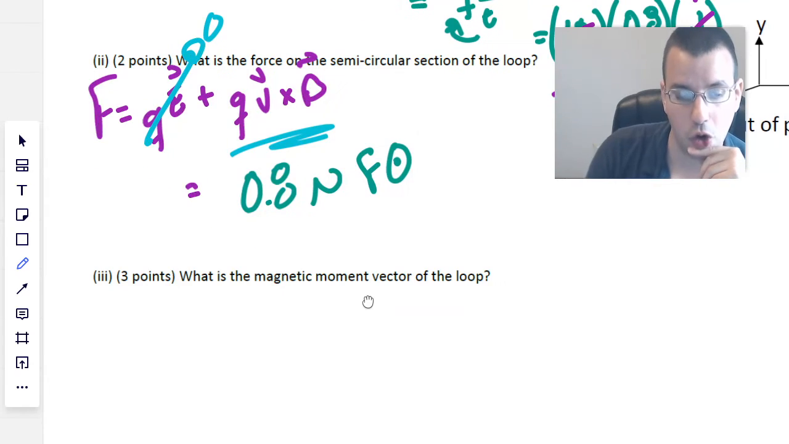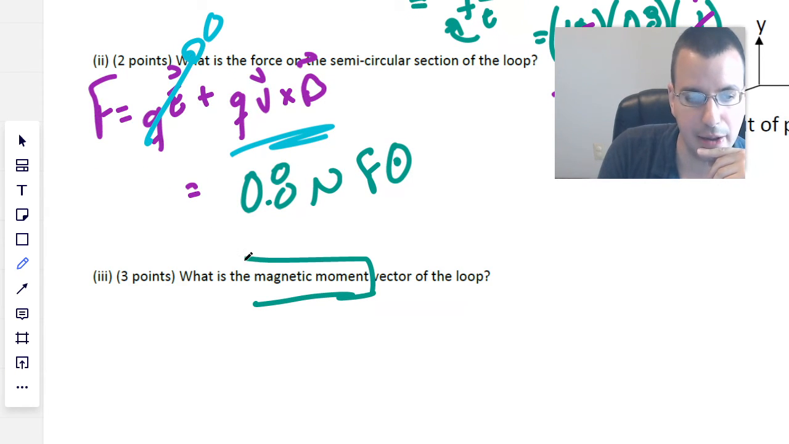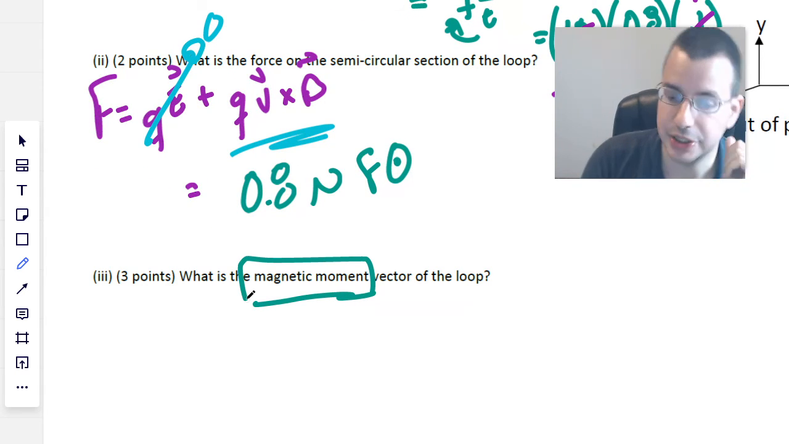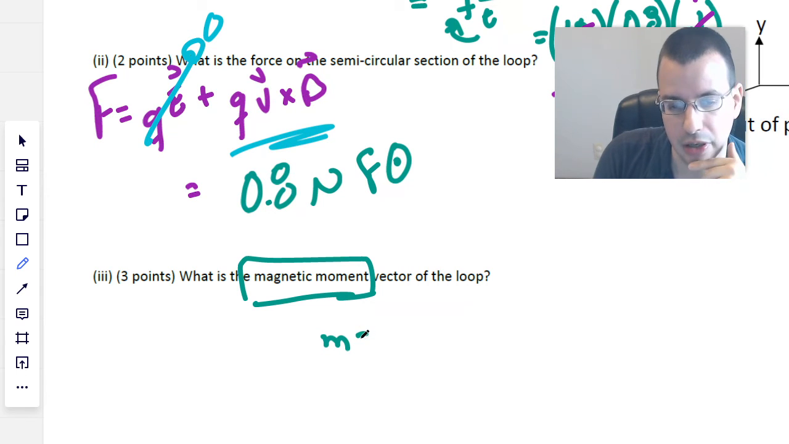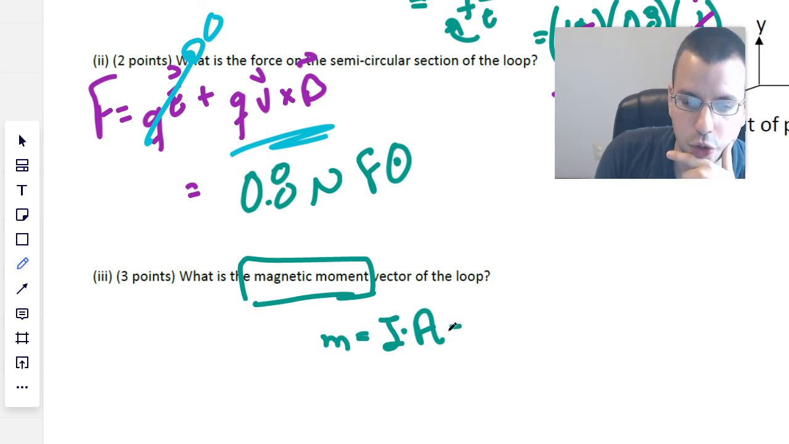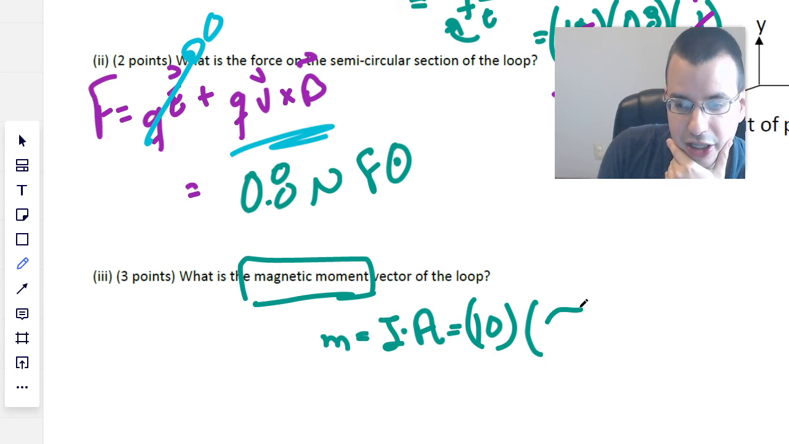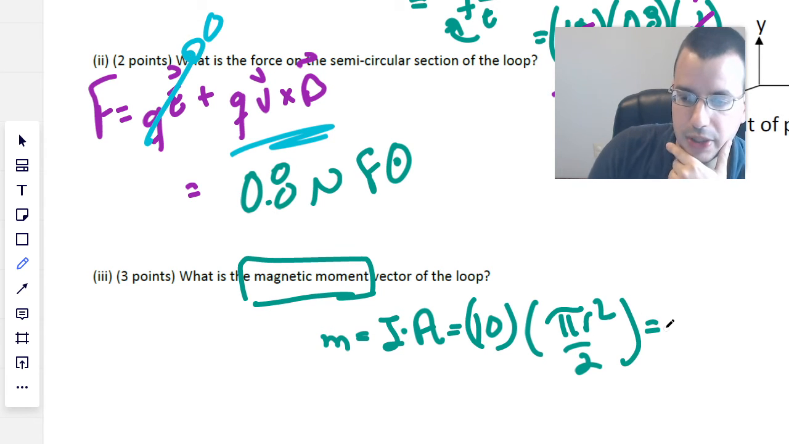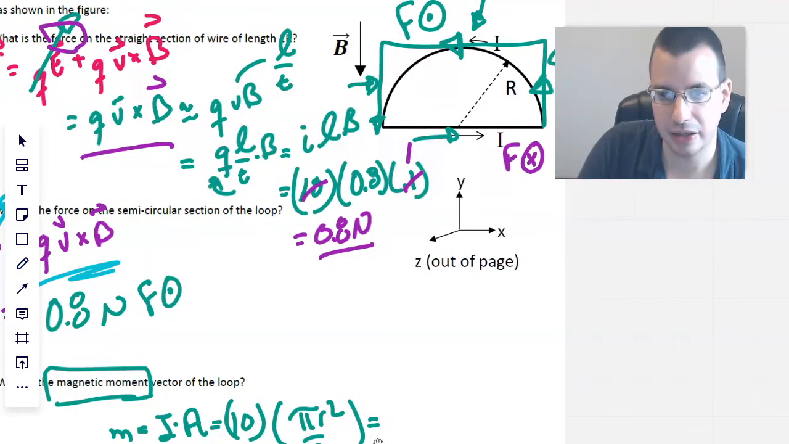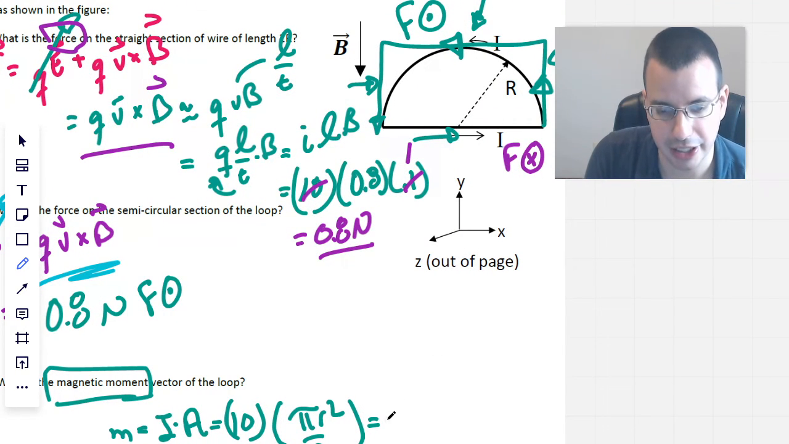Okay, so now they want to know what the magnetic moment of the loop is. So magnetic moment, I'm going to write it as M, is current times area. So the current is 10 amps, and the area is pi r squared over 2, which will be, see if I can do this in my head. I can't probably do pi in my head, but you'll get the idea here.